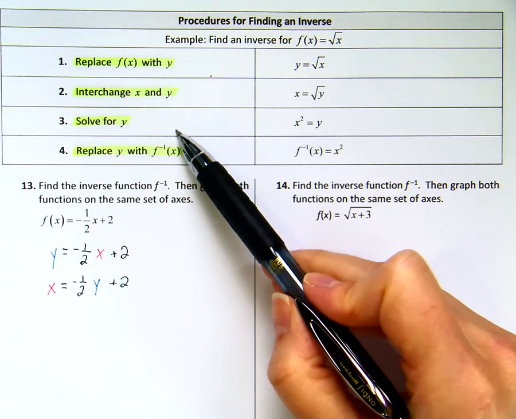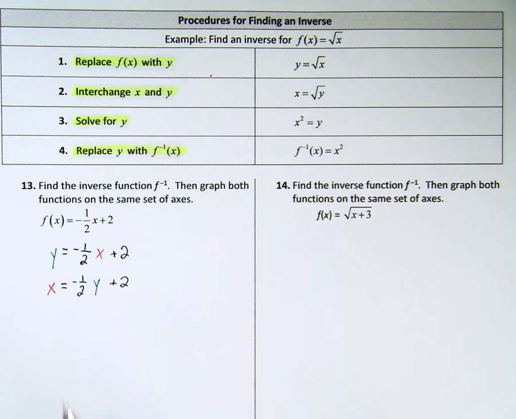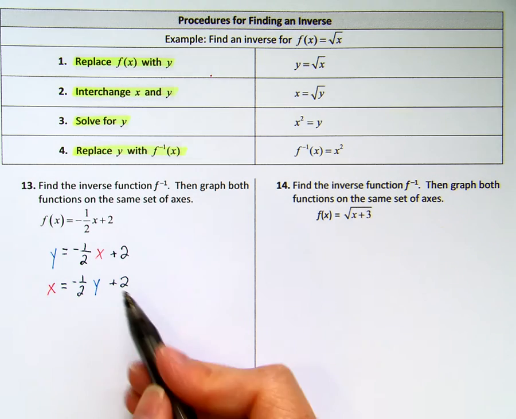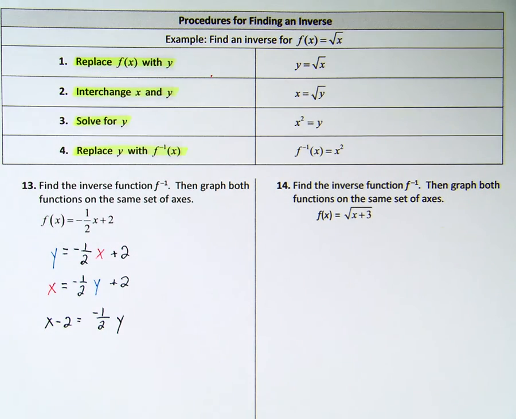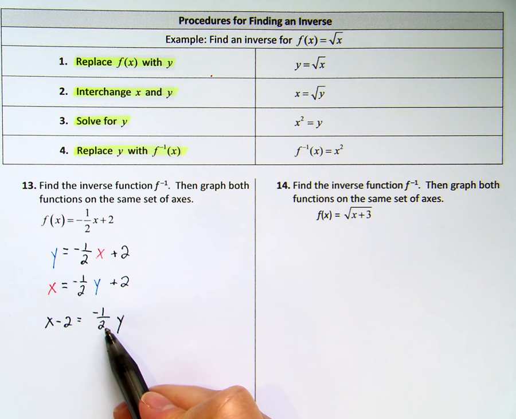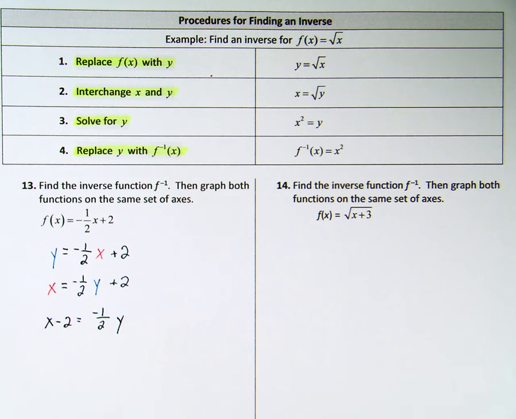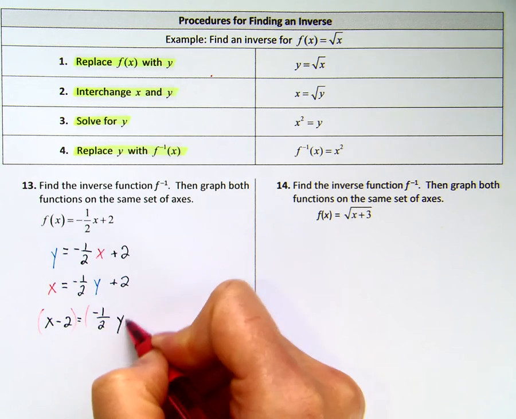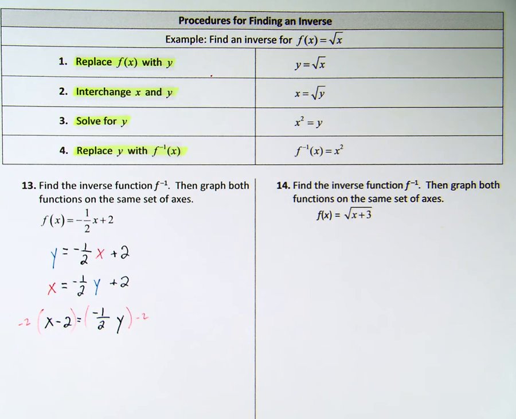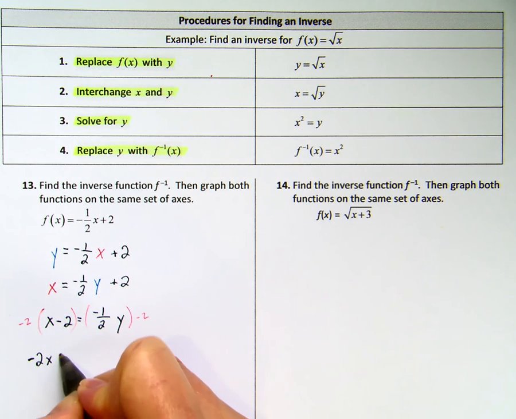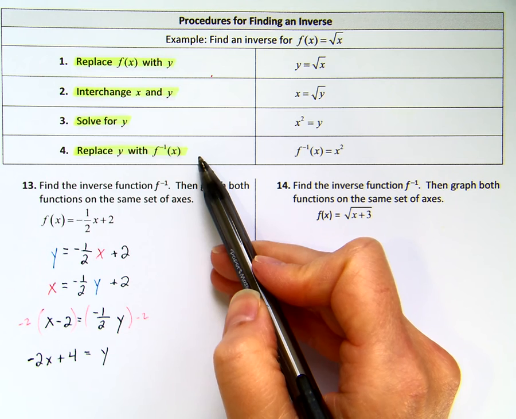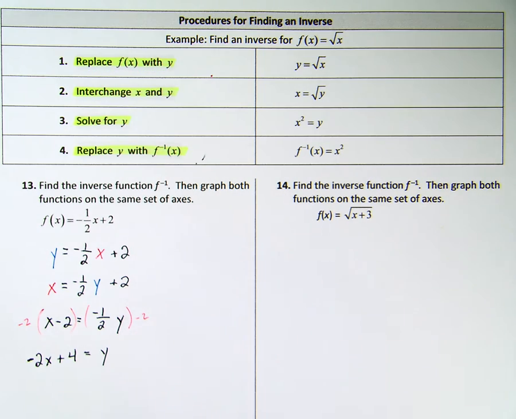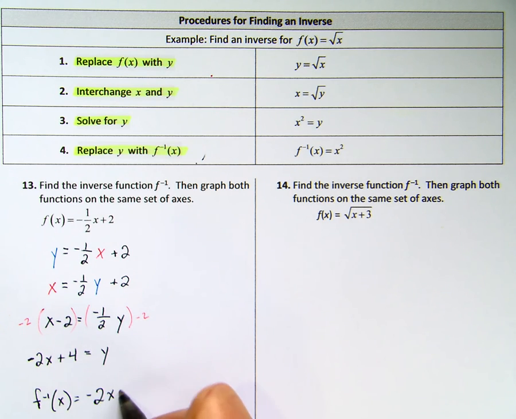Once we've switched the values, step 3 says to solve for this new y value. I want to get y by itself. So let's subtract the 2. Rather, let's multiply both sides by a negative 2 to get rid of the negative 1/2. Finally, step 4 says that we're going to replace y with f inverse of x so that we use our proper notation. So f inverse of x should be a negative 2x plus 4.